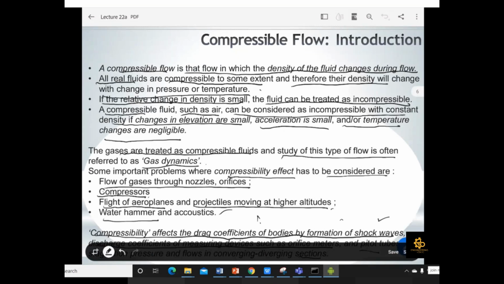So that's why we are going to study compressible flow, because most of our thermodynamic processes involve nozzles. Then we have to analyze these thermodynamic problems by considering that our flow is compressible flow.